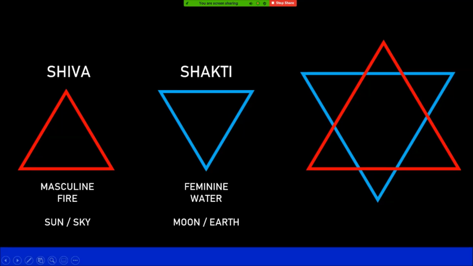If you look at the red one would be Shiva. That would be your sun god. That would be Santa. This is Santa and Rudolph. These are the two together. That's the sun and the moon.